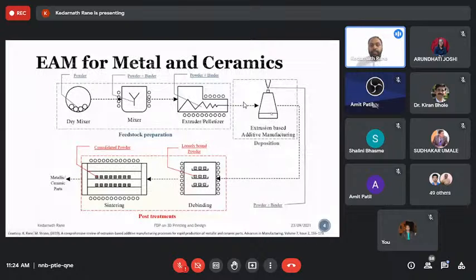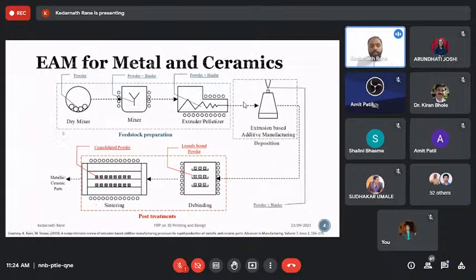Then once it is ready with the deposited 3D geometry, we need to use post processing. Not a complete post processing, though. Before post processing, there are a couple of stages to remove the non-metallic constituents, because we call the process metal and ceramic, right? So we need to use a process like debinding to remove the non-metallic constituents, and sintering to remove the voids in the part so that it gets consolidated as a solid part.